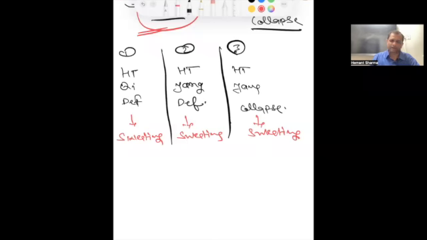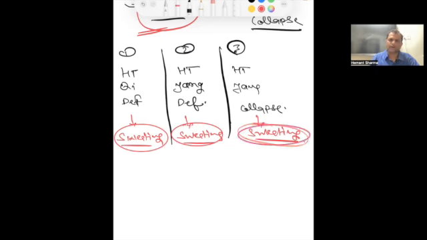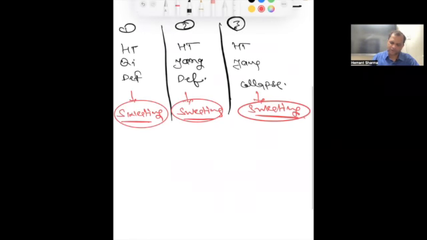And sweating either day or night, no problem, there is no limitation with day and night. Person will sweat anytime. So person will be sweating here, here, and here. But if the yang is collapsed, then there will be profuse sweating. Profuse sweating.